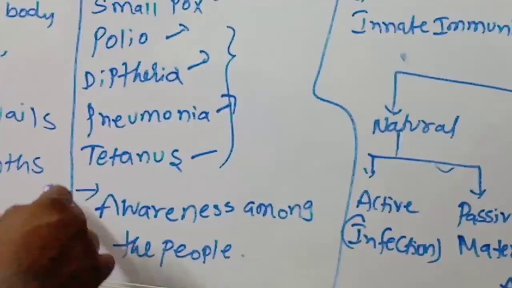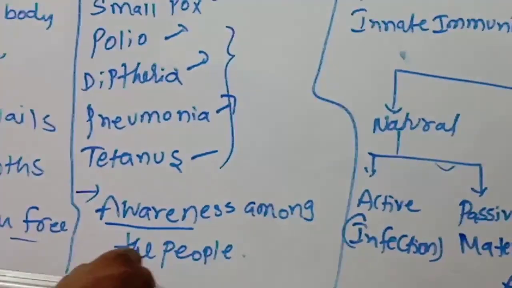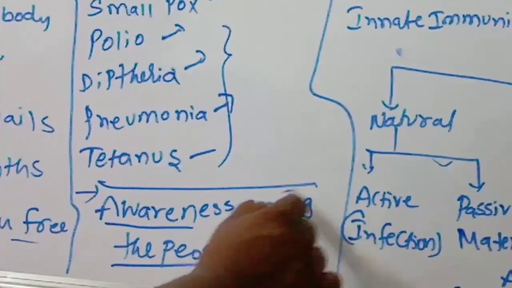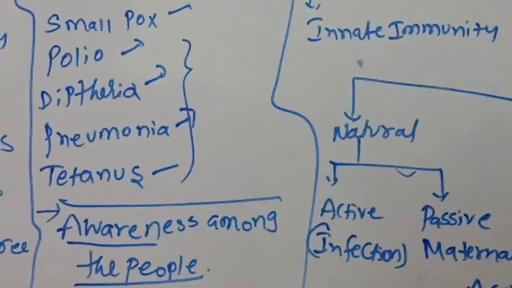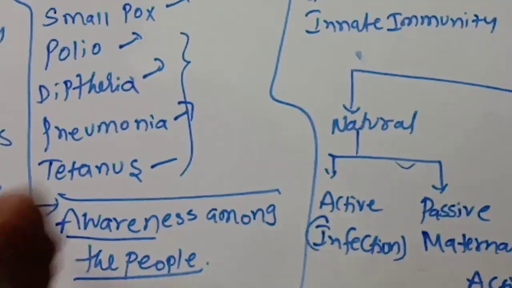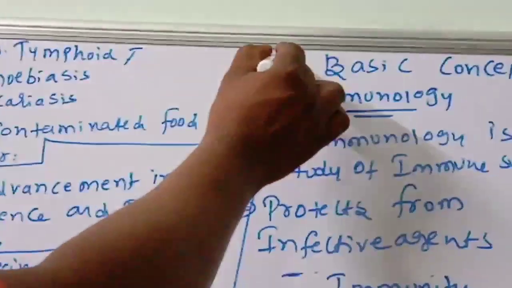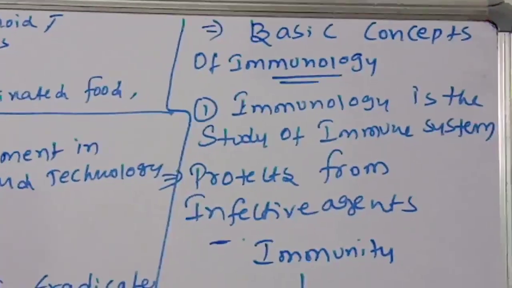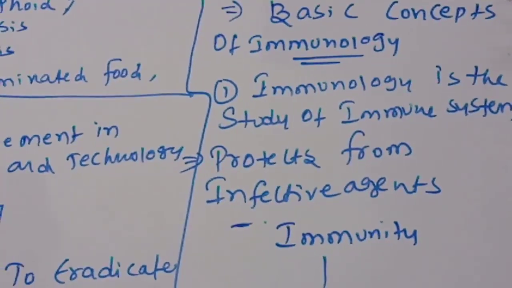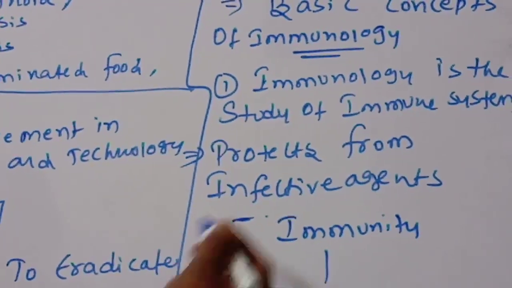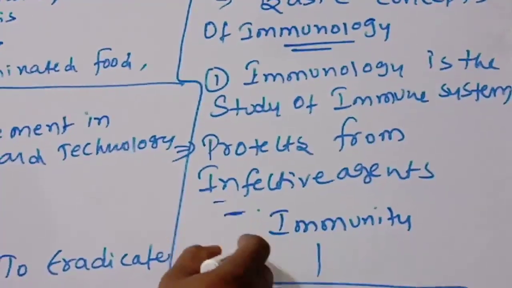And also, not only vaccines, the government created awareness among the people about these diseases. That's why we eradicated these diseases. Next, a new concept: the basic concept of immunology. What is immunology? Immunology is the study of the immune system. It protects our body from infective agents.